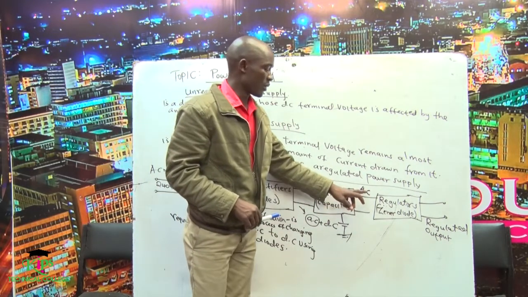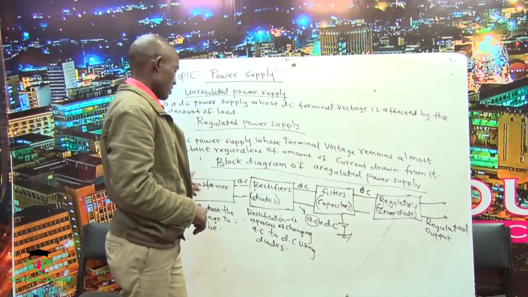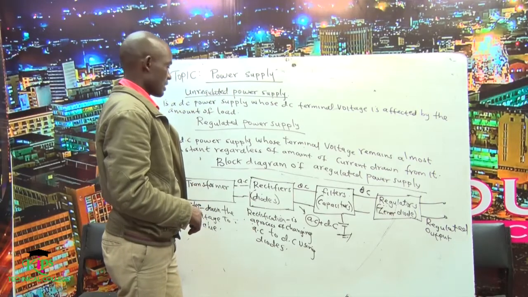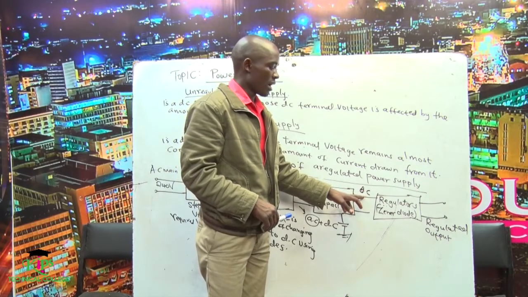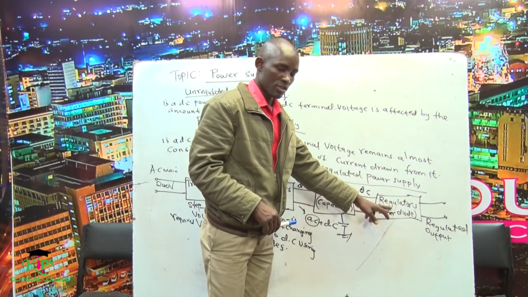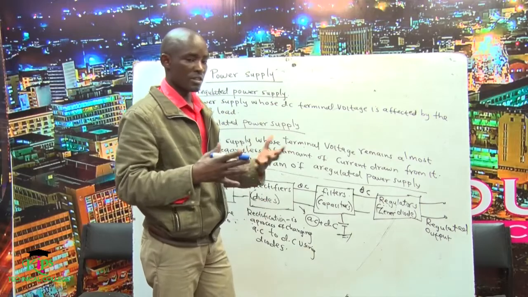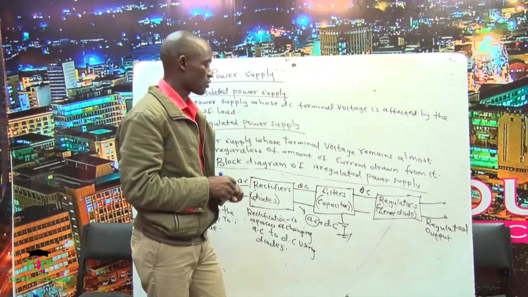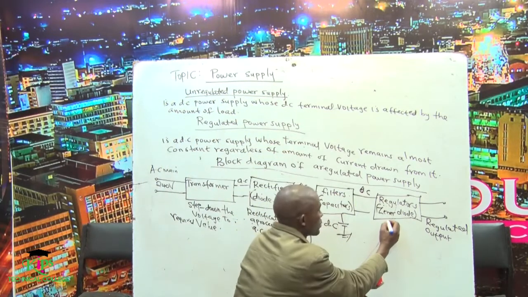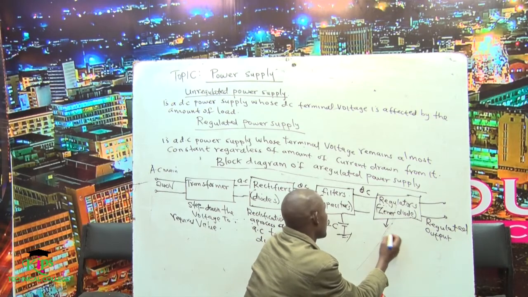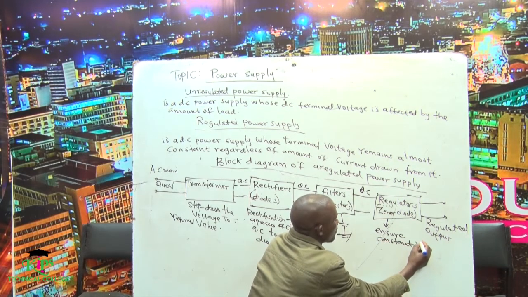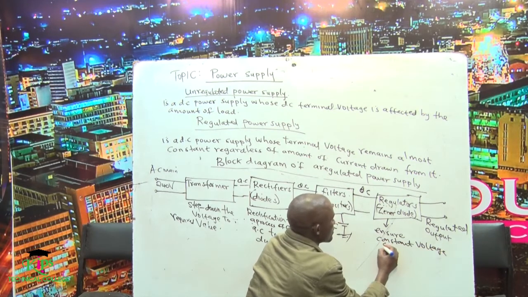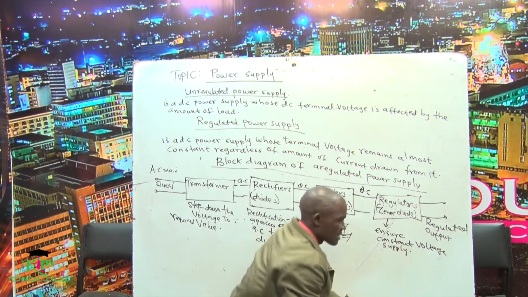The DC we are remaining with can be affected by this source. If the source increases, of course it can affect the DC level that is reaching this point. That is why we need to pass it through another stage that will not allow any fluctuations. So I'm saying at this point, this one will ensure constant voltage supply. How does it operate?